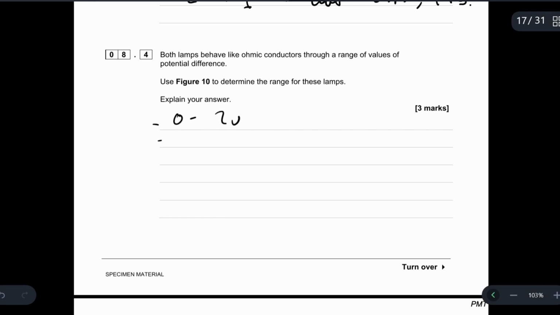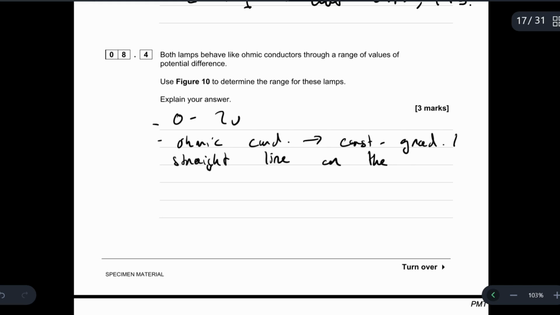For an ohmic conductor, you should get a constant gradient, or essentially a straight line on the graph, as the resistance should be constant. Okay, so that would be your 3 points for your 3 marks there.